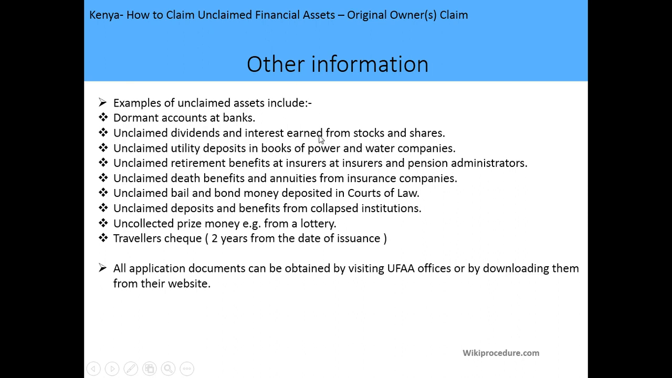Other information is that examples of unclaimed assets include dormant accounts at banks, unclaimed dividends and interest earned from stocks and shares, unclaimed utility deposits in books of power and water companies, unclaimed retirement benefits at insurance and pension administrators, unclaimed death benefits and annuities from insurance companies, unclaimed bail and bond money deposited in courts of law, unclaimed deposits and benefits from collapsed institutions, unclaimed prize money, for example from lotteries, and travelers' checks which are more than 2 years old. All application documents can be obtained by visiting the UFAA offices or by downloading them from their website.